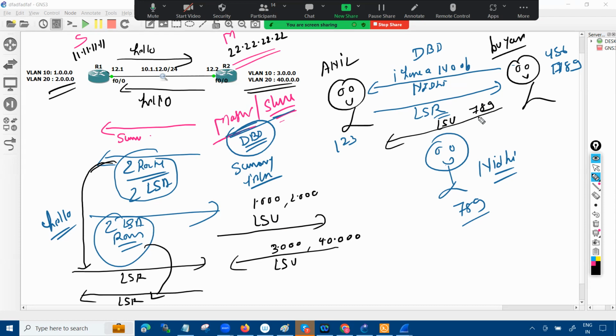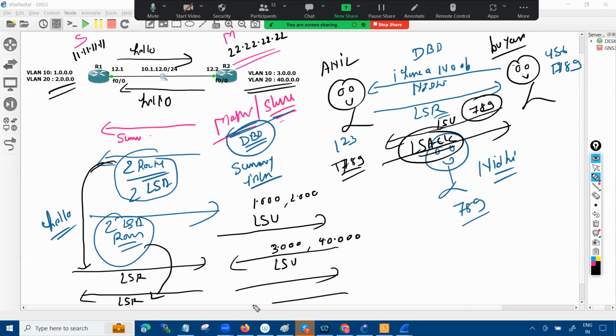Right. And now once Anil receives the LSU packet, where we have the number 789, he will install the number 789 in the database table. And now he will give the acknowledgement. Hey, thank you so much. Right. Let me now talk to Nidhi. Same thing. He will send the LSU. Now he will give the acknowledgement.